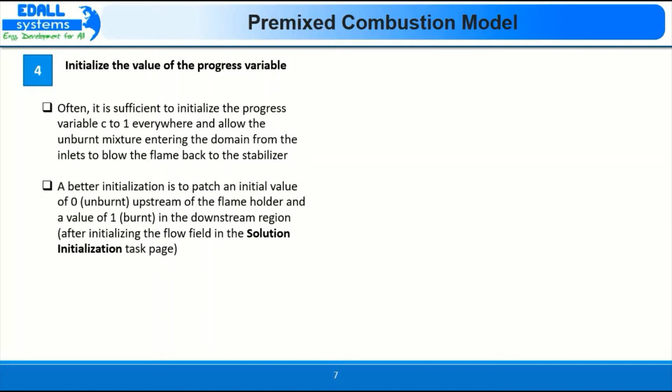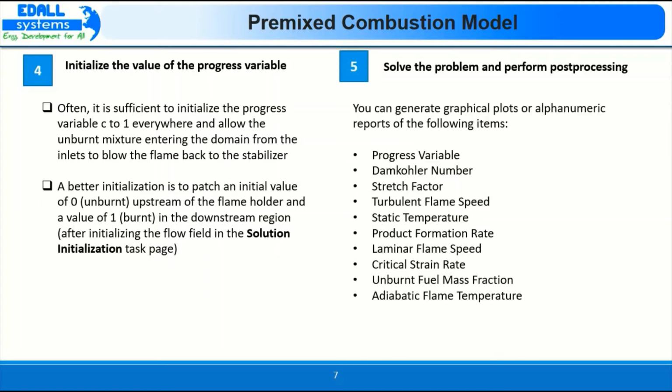After patching the value of the progress variable, we have to start our simulation, and then we have to perform post processing. Even here there might be some convergence issues. The same strategies which we used for the earlier two models, we can use to make our solution converge, that is by changing some of the under relaxation factors, performing a cold flow simulation earlier and then hot flow. The post processing parameters which we can use for the premixed combustion model are shown below.